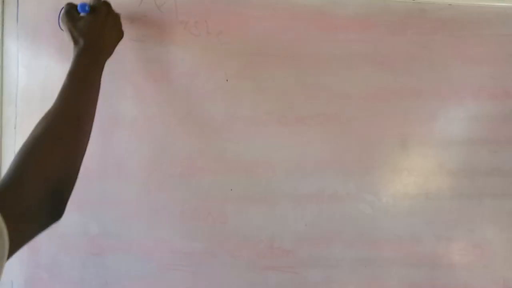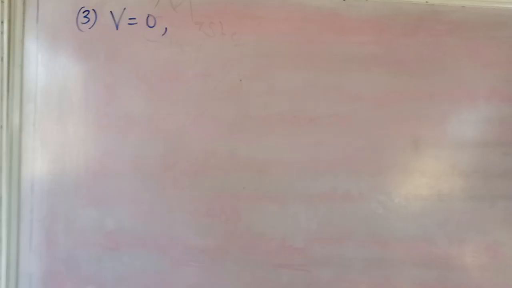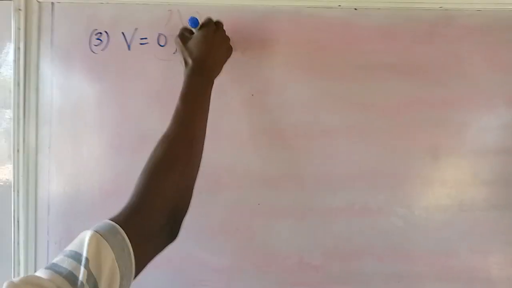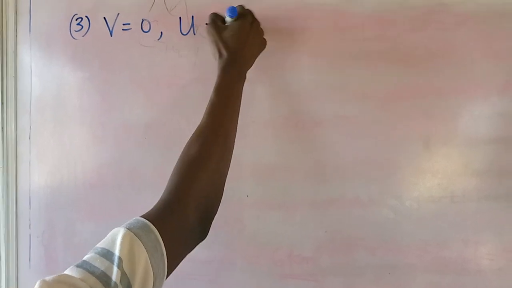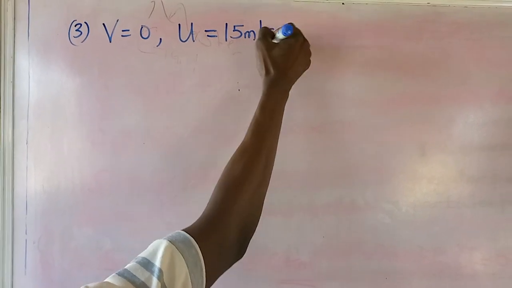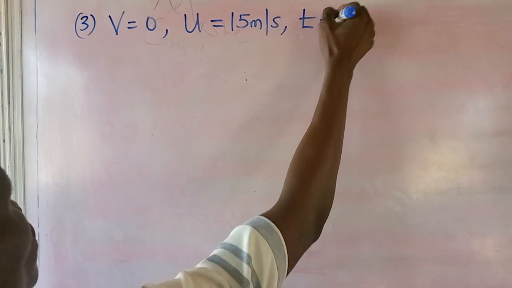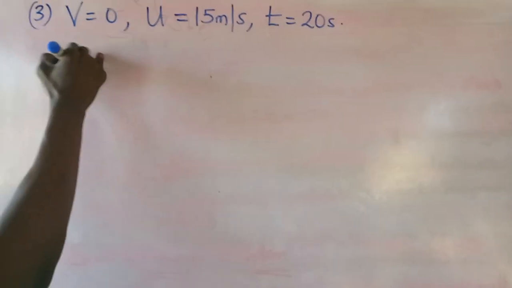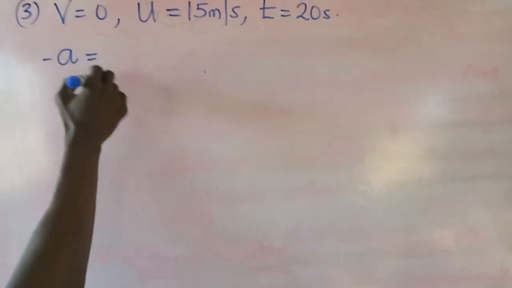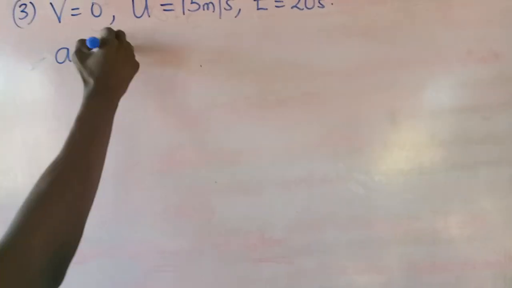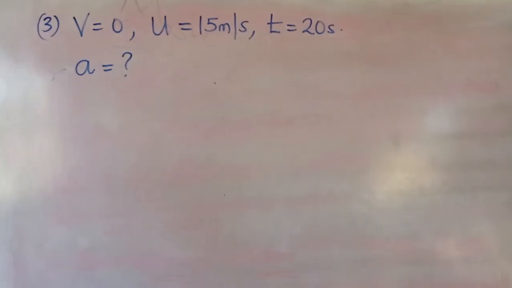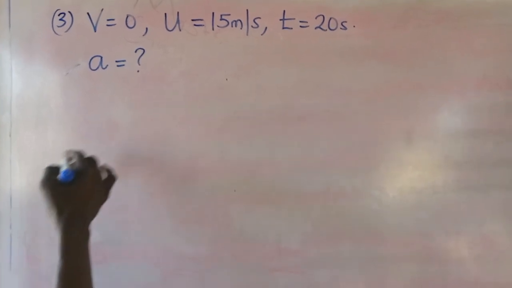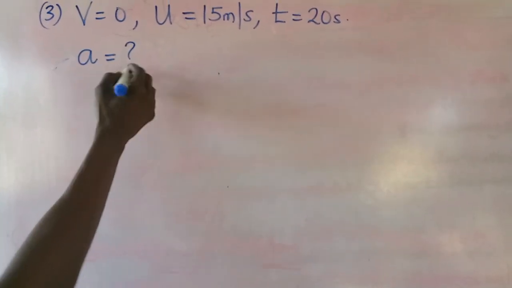A motor vehicle is brought to rest, so v will be 0. The initial speed u is 15 meters per second, and time is 20 seconds. You have to calculate a, the negative acceleration, the retardation. That's what we want to get. So what do we use? Let's check our formulas.